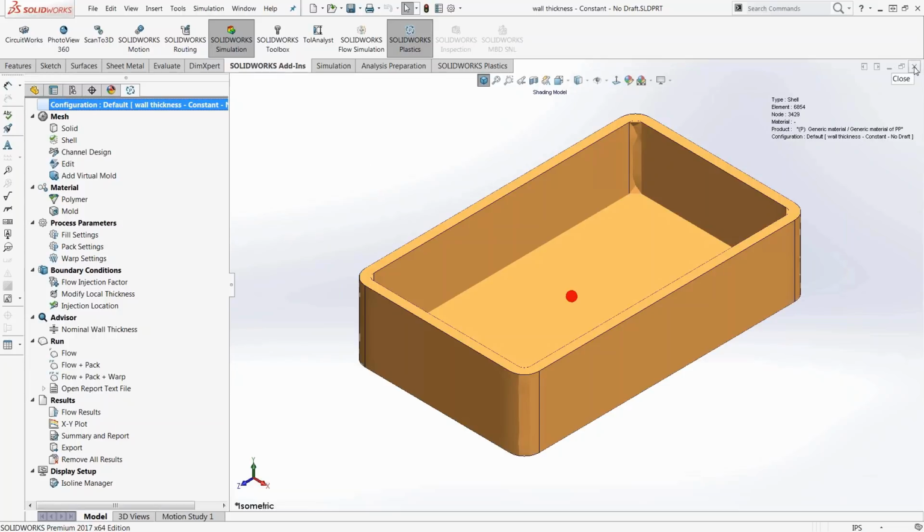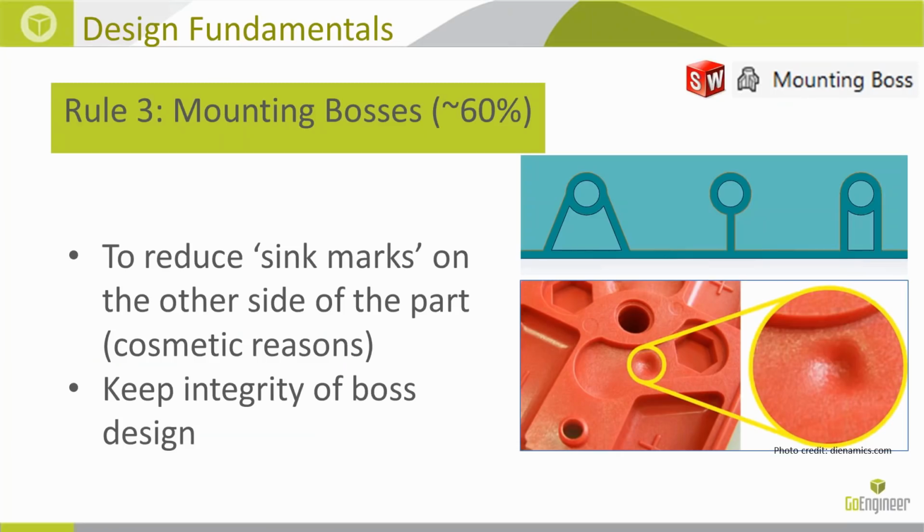Excellent. So rule number 3, mounting bosses should be about 60% of the thickness. And I say that, but it's not like an exact science. But bosses and features inside your part that are similar should not be as thick as your global wall thickness. You want to have it a little smaller or a little thinner because you want to reduce sink marks on the opposing side of the part.